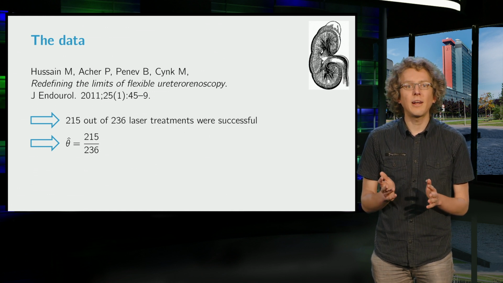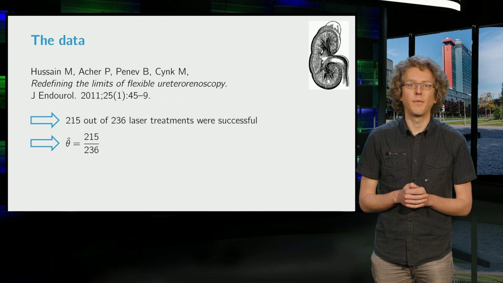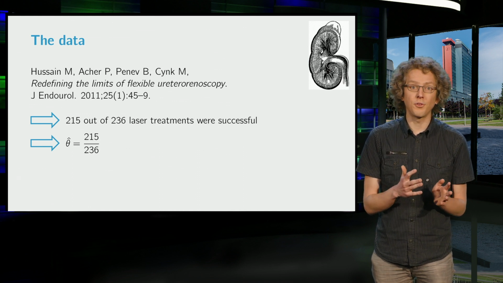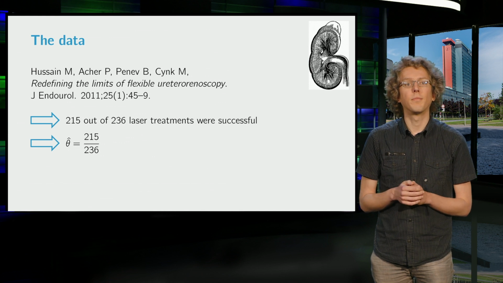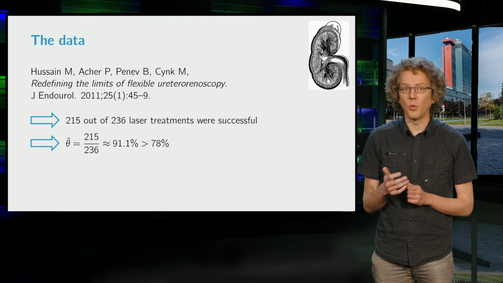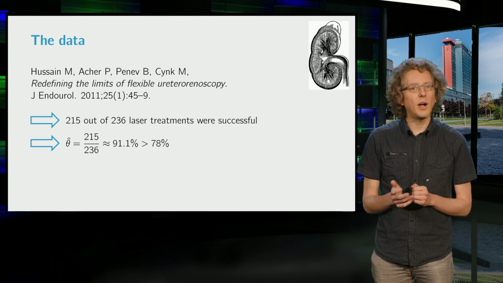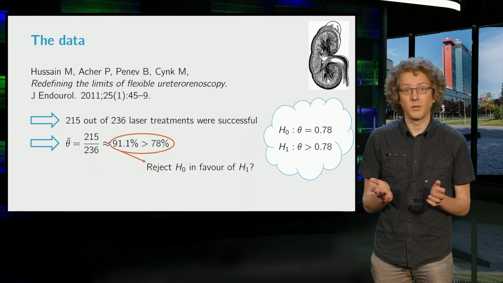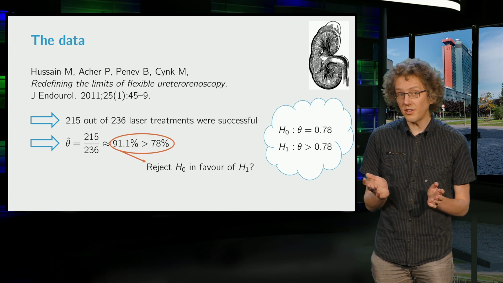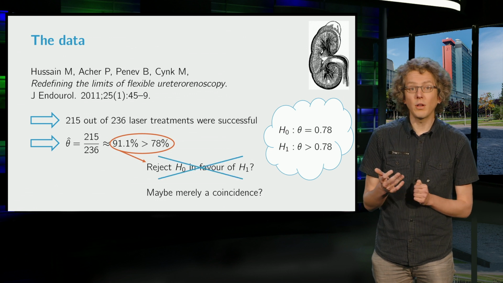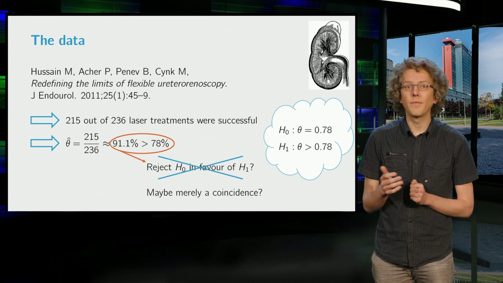Obviously, this is very likely not the true value for theta. Had they taken a different sample, the observed proportion would probably have been different. It is, however, clear that theta hat, 91.1%, is quite a bit larger than 78%. So, do we reject the null hypothesis? Well, not so quick. After all, we may just have been lucky.